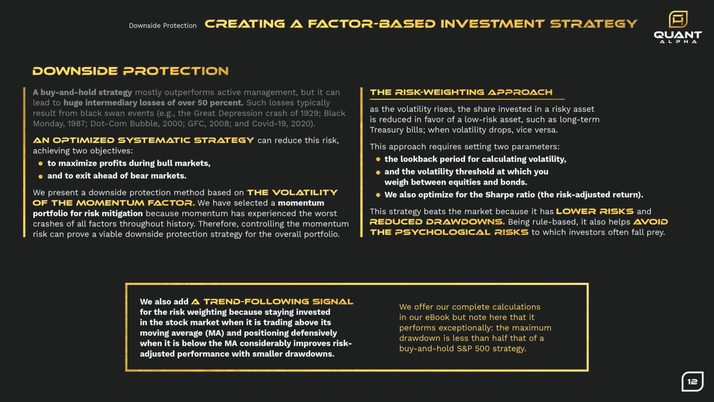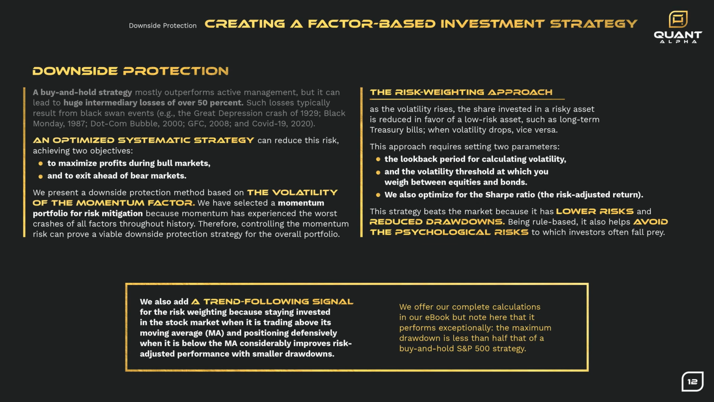We have selected a momentum portfolio for risk mitigation because momentum has experienced the worst crashes of all factors throughout history. Therefore, controlling the momentum risk can prove a viable downside protection strategy for the overall portfolio. This is the risk weighting approach. As the volatility rises, the share invested in a risky asset is reduced in favor of a low-risk asset, such as long-term treasury bills. When volatility drops, vice versa.